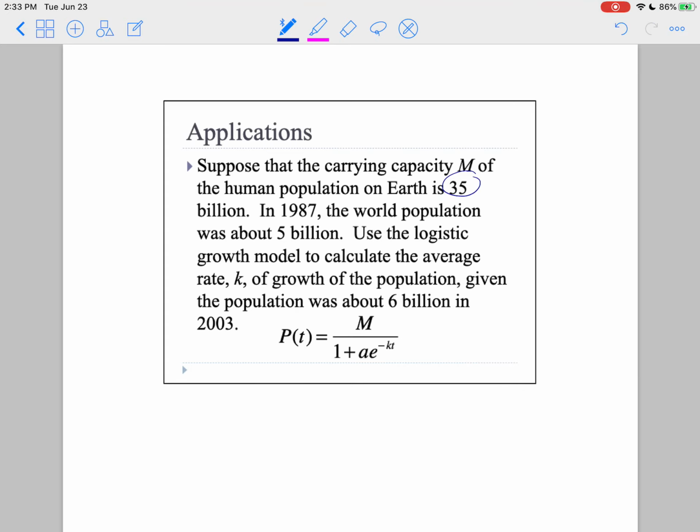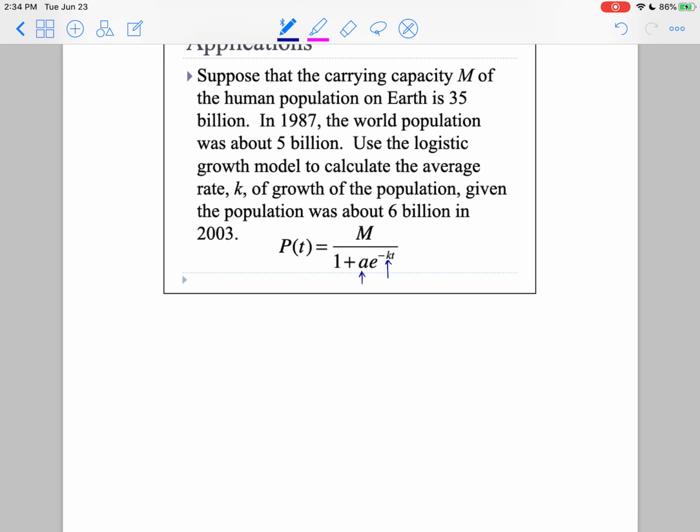So in order to answer any of the questions about this particular problem, we would need to find A and we need to find K. And so the problem on your problem set, not only do you have to find A and K, but then you have to answer questions about it, similar to how we did back when we were talking about exponential growth or the McDonald's cooling problem, that kind of stuff. So we're going to start by finding A.